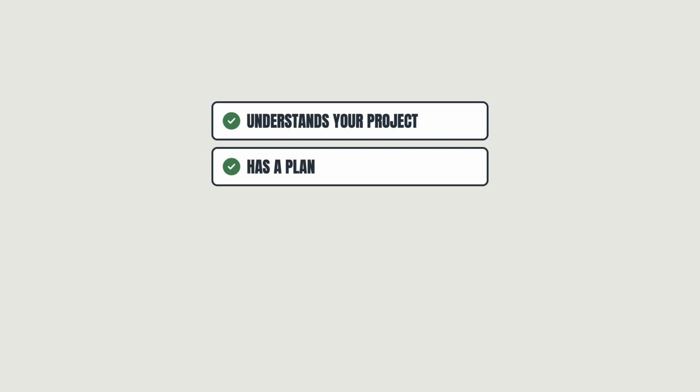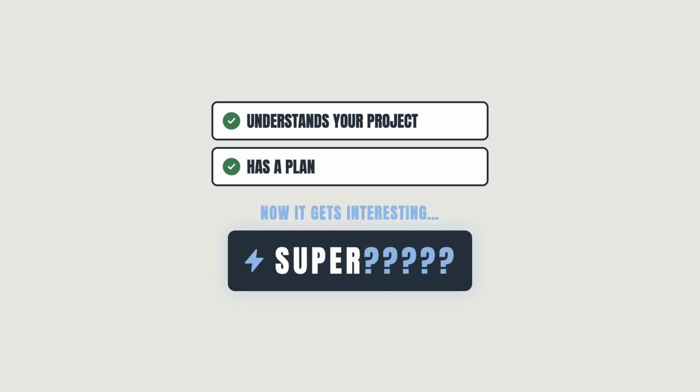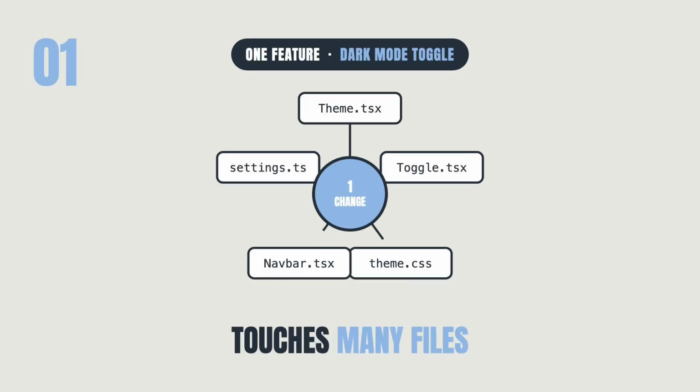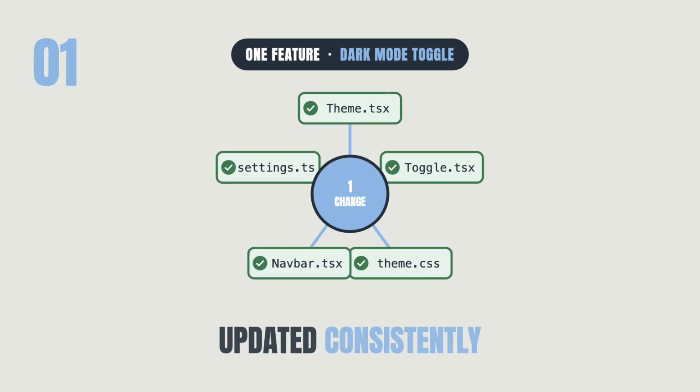So now Claude understands your project and has a plan. Here's where things start getting really interesting. Part 4, Superpowers. What makes Claude Code different? There are a few capabilities that make Claude Code feel very different from a normal chatbot. First, it can work across an entire project rather than a single file. If a feature requires changes in multiple places, Claude can trace those connections and help update everything consistently.